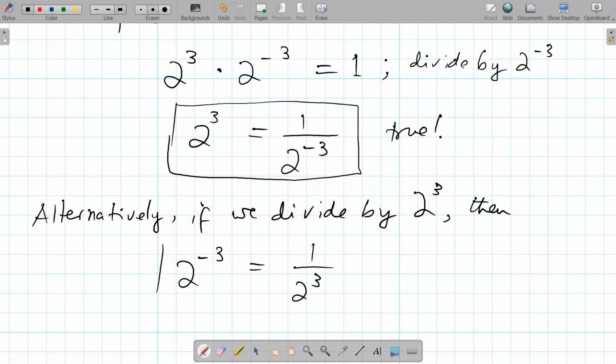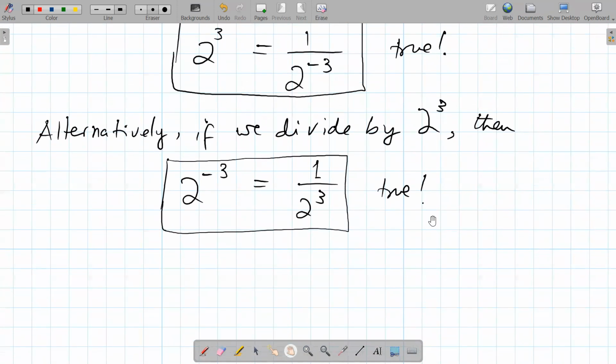This is also true always. This is also true. Okay, so take note. 2 to the negative 3 is always 1 over what? 2 to the positive 3. So there's something going on here. A negative 3 power now becomes a positive 3 power.